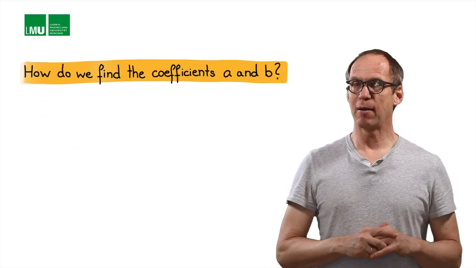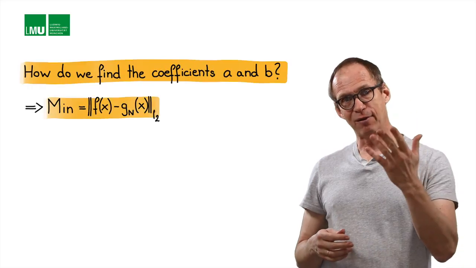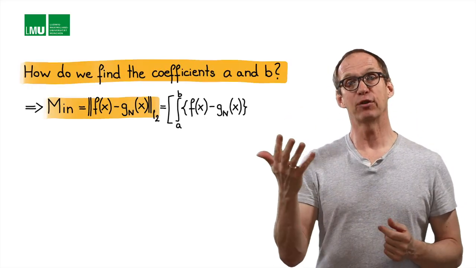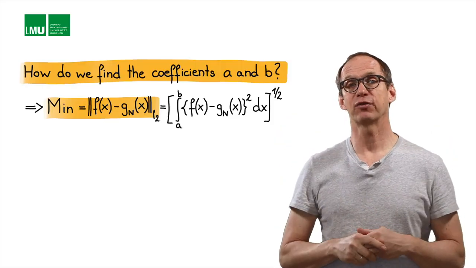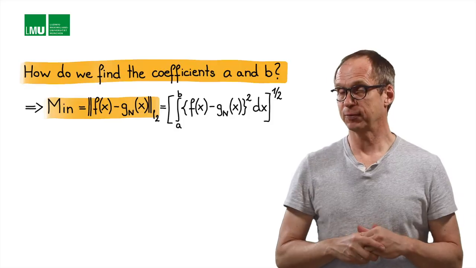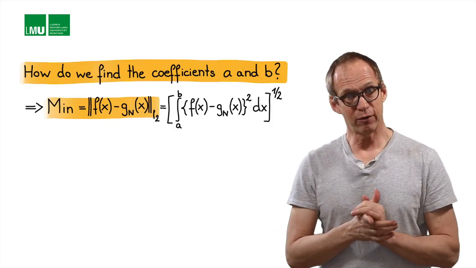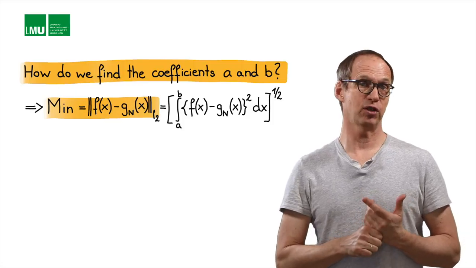Actually, we seek them by minimizing the difference between the function f of x and gn of x. That makes sense, and we'll actually minimize this difference using the so-called least square method. And without showing the derivation, this leads to the following definition for the coefficients.